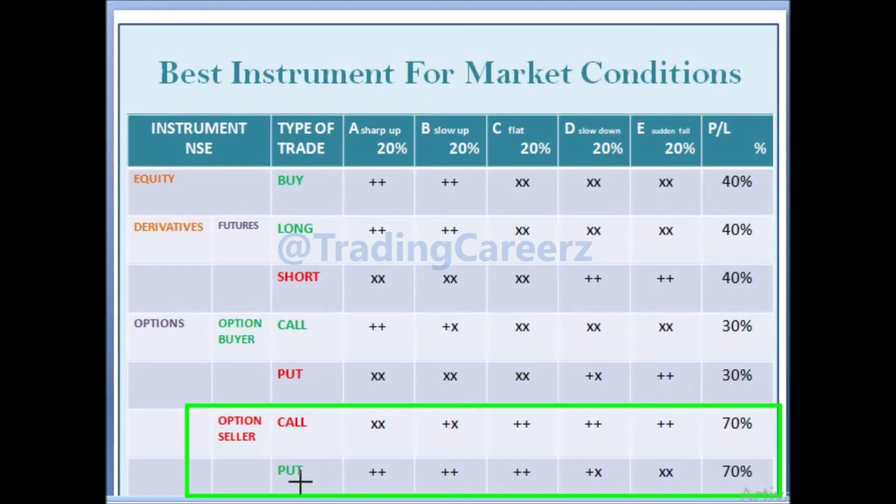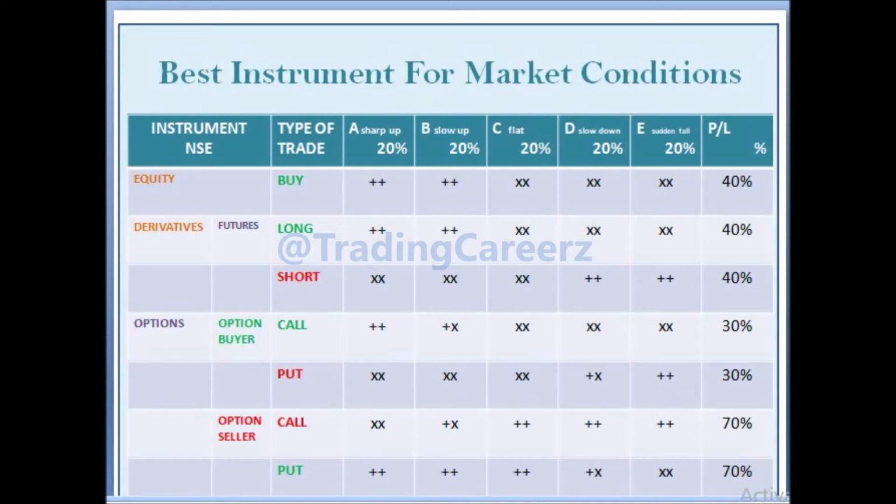Finally, the call seller gets a 70% chance to make a profit, and the put seller will make a profit when the market goes sharp up, slow up, or stays within the range. Even if the market slows down, you have a 50% chance to win. The only loss is when the market falls sharply, where the option seller has a 70% chance of winning. So finally, we conclude the best instrument is the option seller. Now we have to select the option selling.